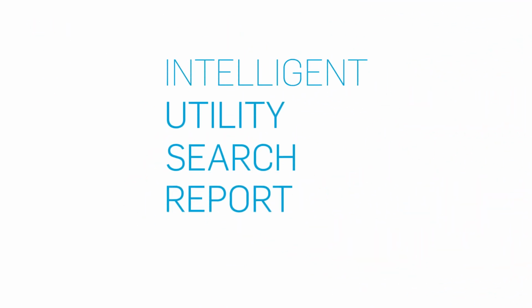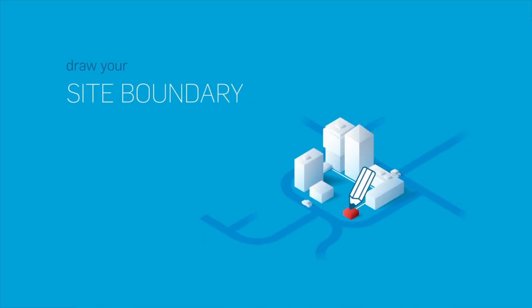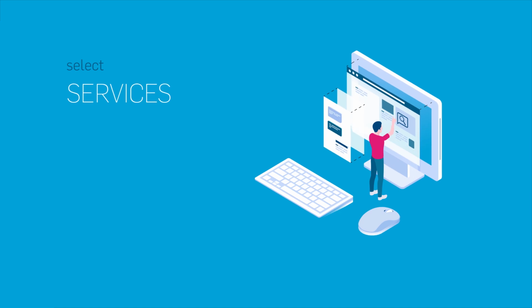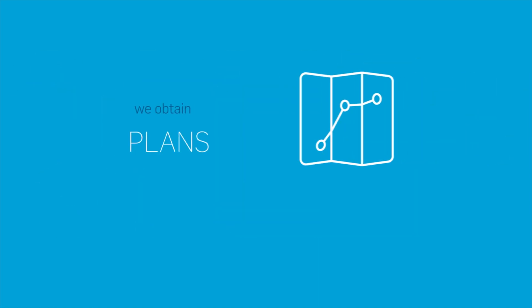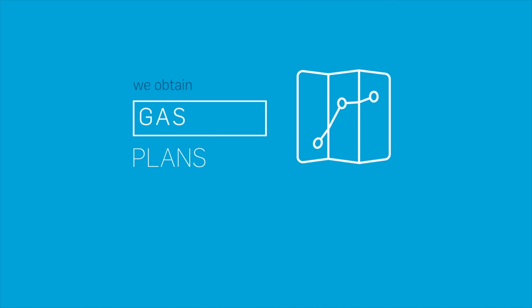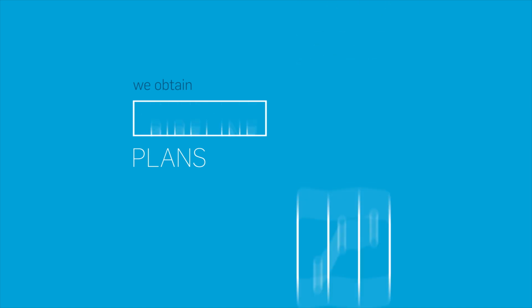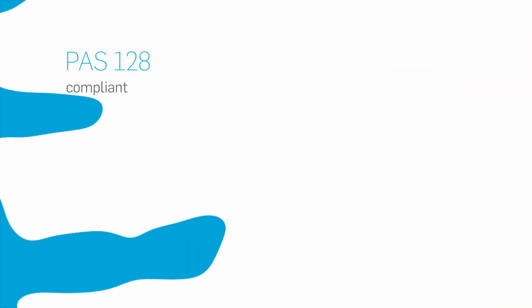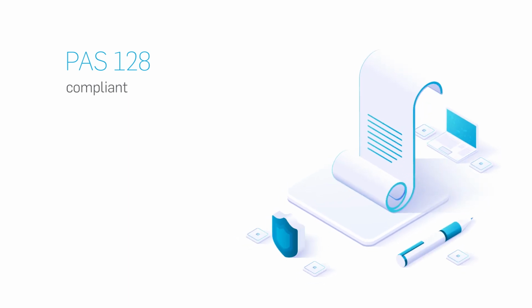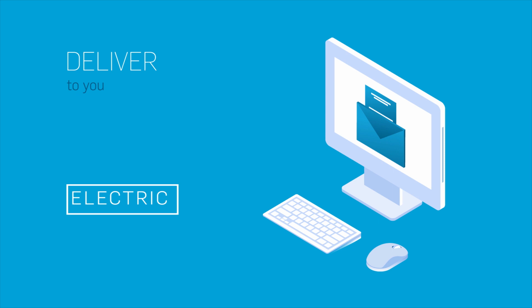This is why we offer our intelligent utility search reports. To get started, just draw your site boundary using the simple tools on our website. Once you've selected the services you would like, we will go ahead and obtain plans from all known utility owners in the area. This is important, and we know that many searches carried out by other providers are not always comprehensive.